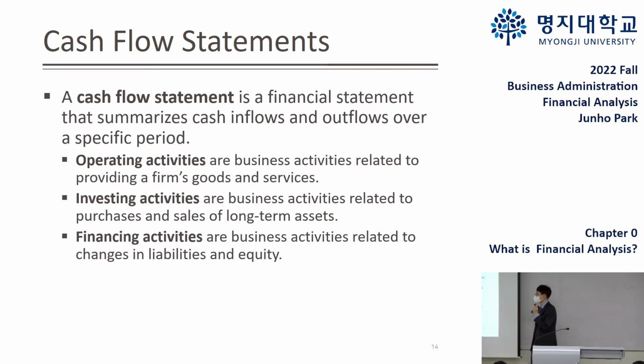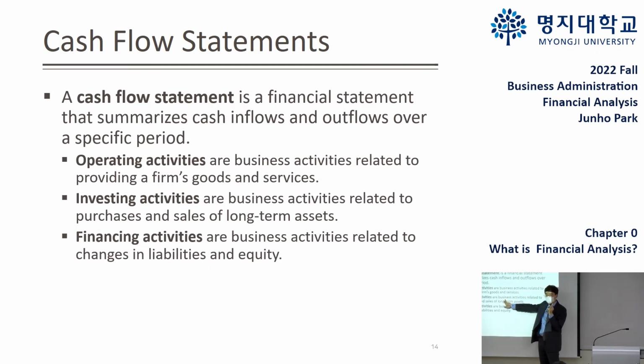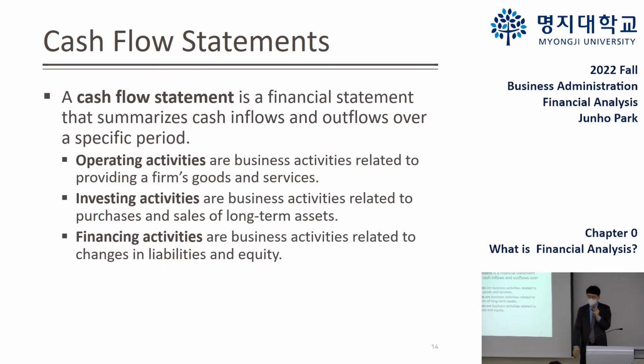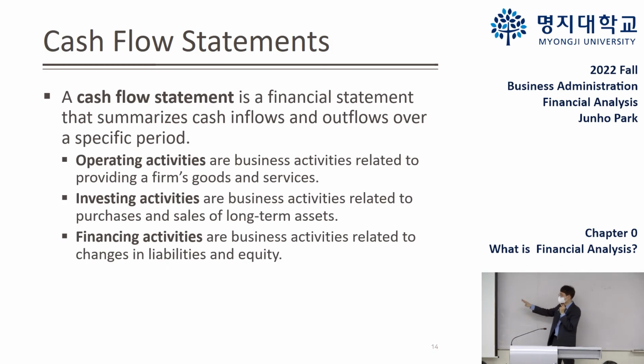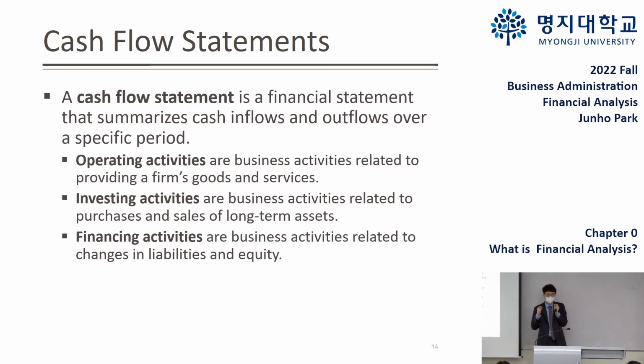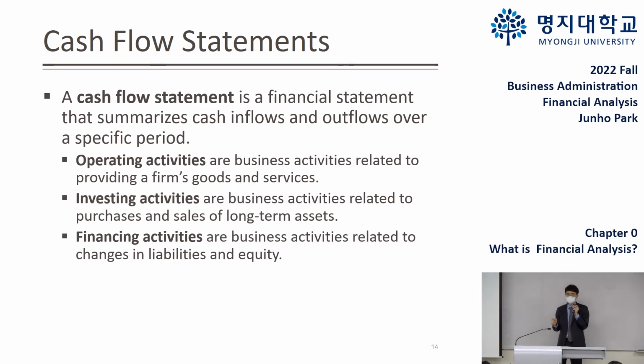And finally, because the investing activity is about the change in assets, now you have 2 left, equity and liabilities. So the financing activities refer to the business activities that are related to changes in liabilities and equity. By having these 3 categories, you can fully summarize your activities, and then you can show the readers what happened to your cash.